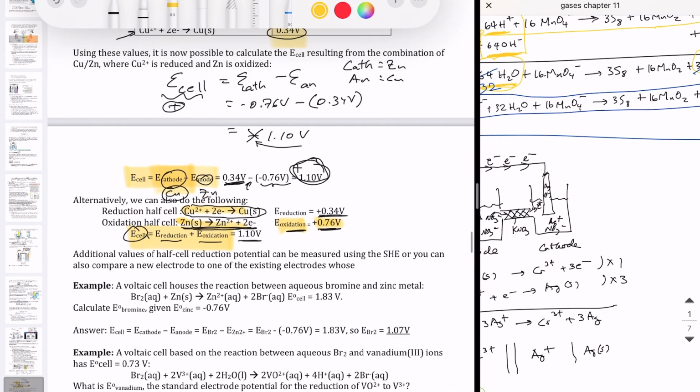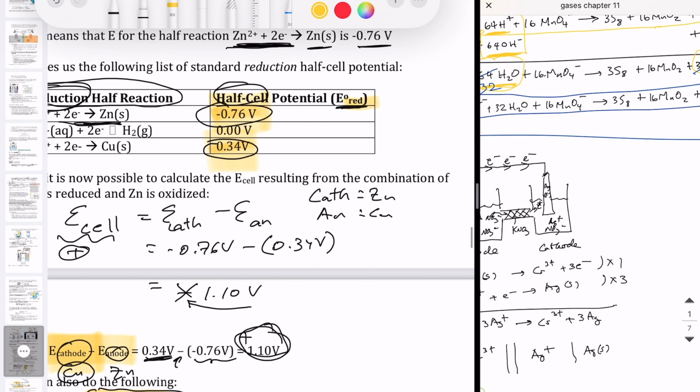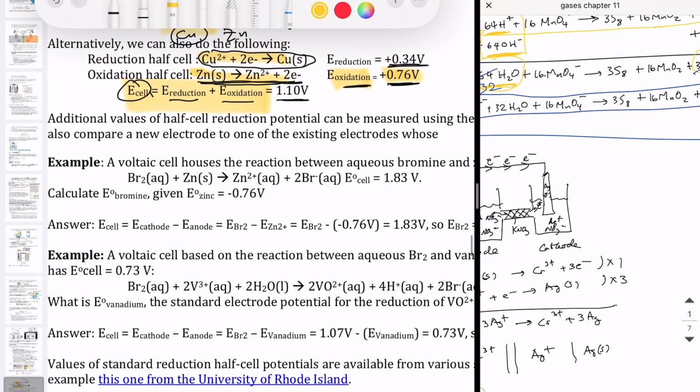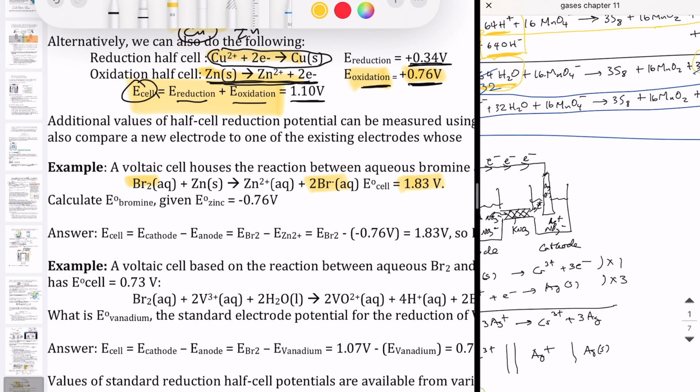Now, once we have the E reduction for a couple of these, copper and zinc, we can start measuring all other ones. We can measure them relative to the standard potential, or we can measure them relative to one of the ones that already exists, right? So for example, let's say I'm interested in figuring out a bromine electrode, which is just bromine being converted to bromide. So in this case, that's the reduction. I can just pair it up with zinc. I know zinc is pretty good at donating electrons. So I pair it up with this bromine, I get a voltage of 1.83. That allows me to calculate the E cell for just bromine alone.